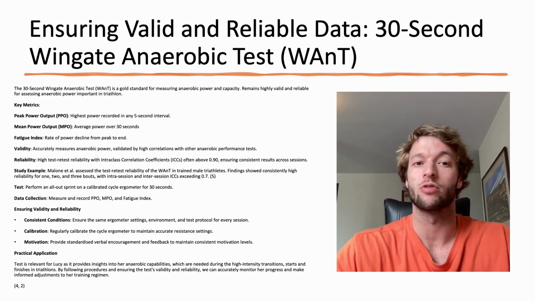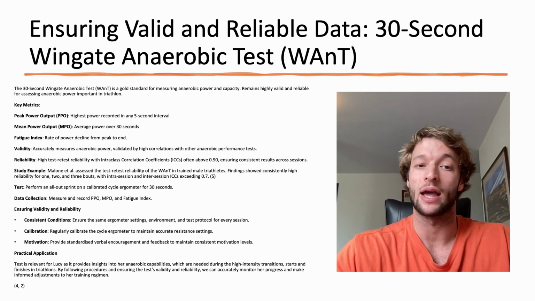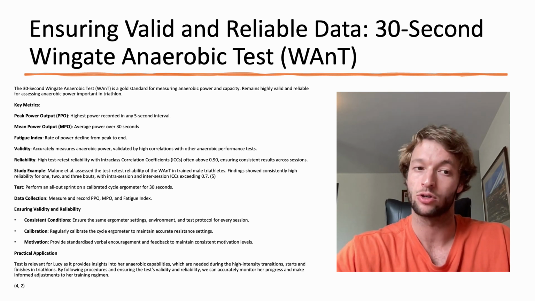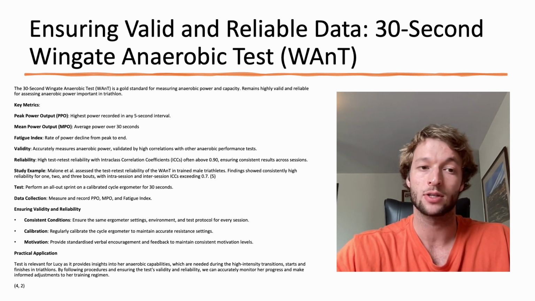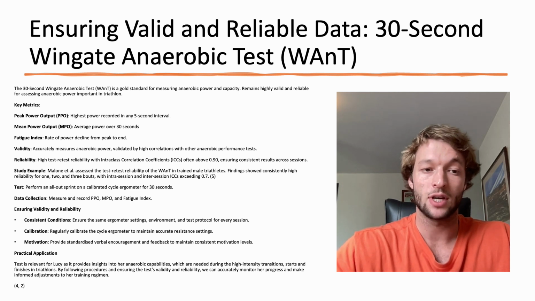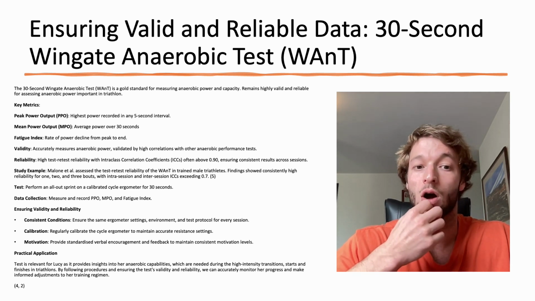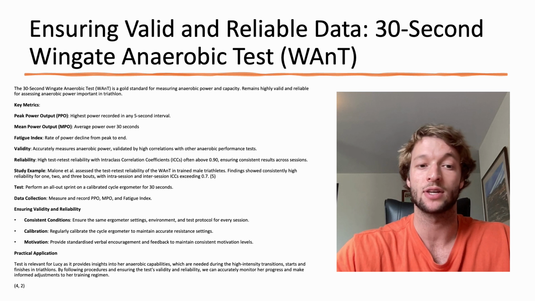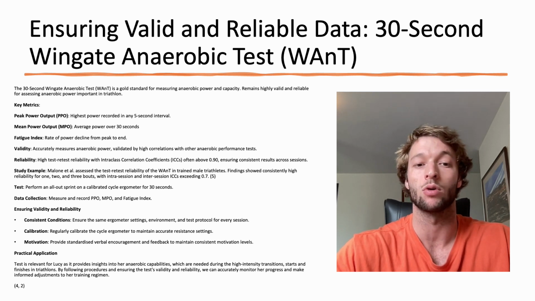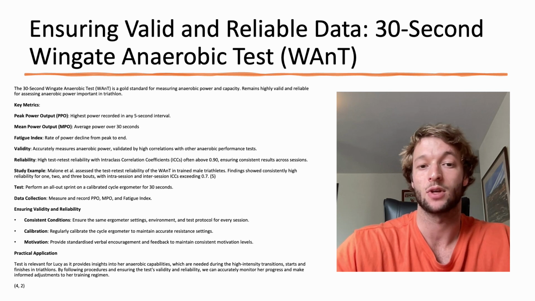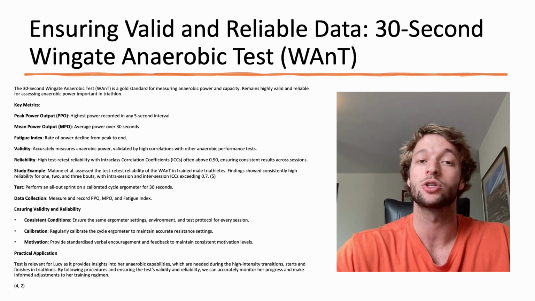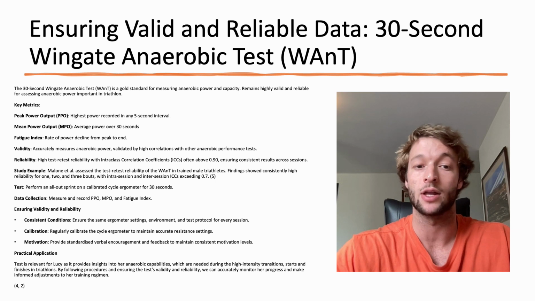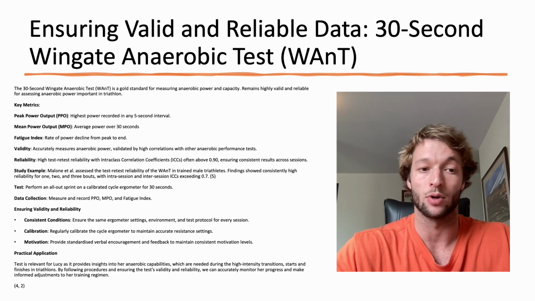Alright, so I'm going to explain how to ensure valid and reliable data for the 30-second Wingate anaerobic test. So this test is the gold standard for measuring anaerobic power and capacity, which is important for triathletes. We've got 3 key metrics that it's going to assess: peak power output, mean power output, and fatigue index. The test accurately measures anaerobic power, which is validated by high correlations with other anaerobic performance tests. A study example was Malone et al., who assessed the retest reliability of the Wingate in trained male triathletes. The findings showed consistently high reliability for 1, 2, and 3 bouts, with intersession and intrasession ICCs exceeding 0.7.